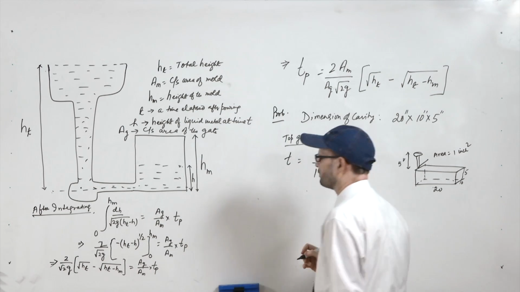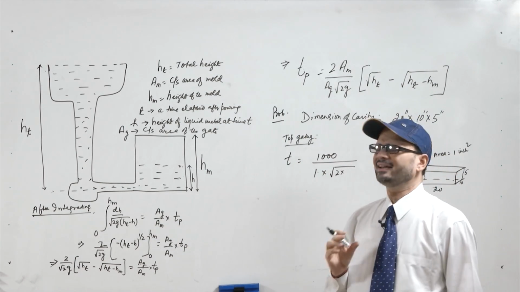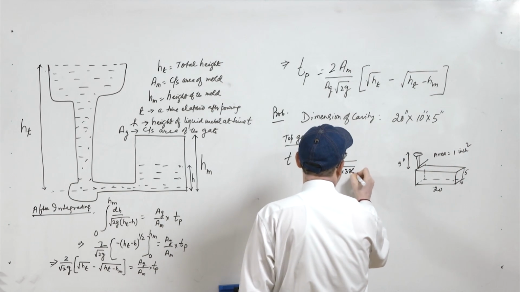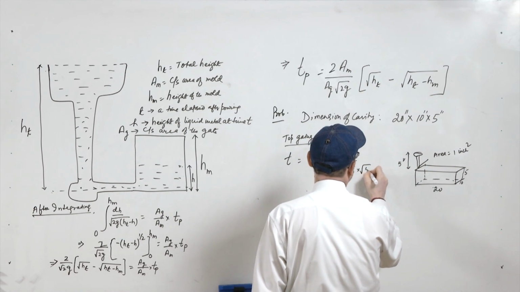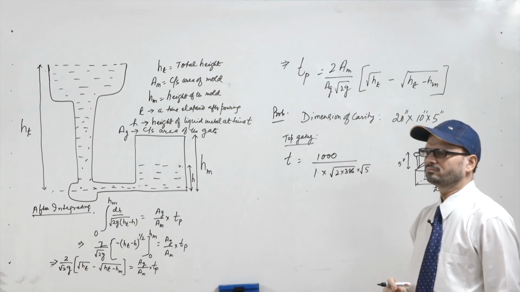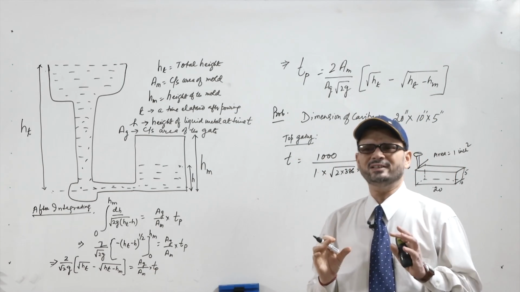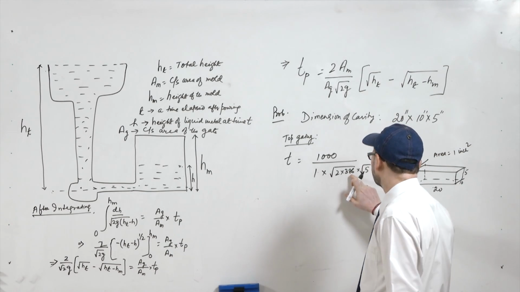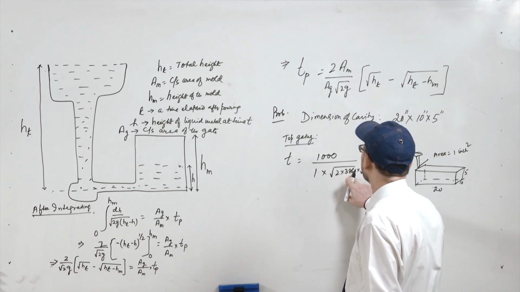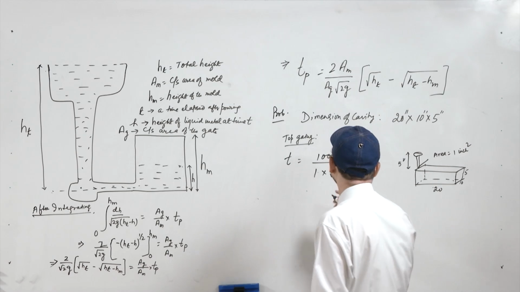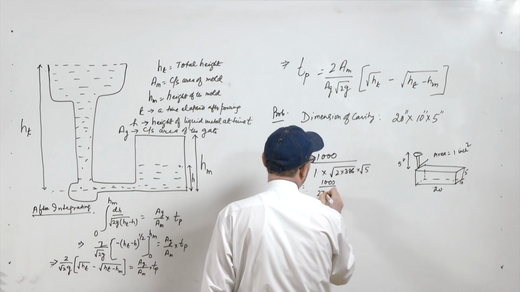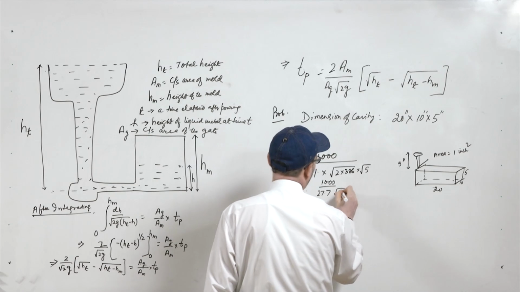So, in the case of that system it is 386. So, this will be 386 into root h. So, root h is 5. The g value is 386 inch per second square. So, in that case you can take it as close to 27.7. So, it will be 1000 divided by 27.7 into root 5.